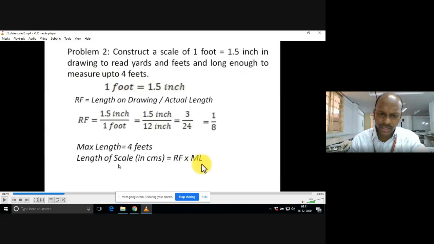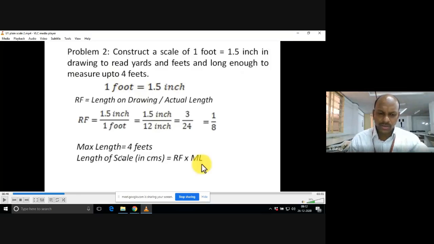Now, what is this maximum length? Generally, any design of any particular scale is according to the requirement. So I need a 1 meter scale, or a 30 centimeter scale, or a 15 centimeter scale, like that. Here the requirement is that the scale must be useful for measuring up to 4 feet. So that is the given problem. You need not do anything with this value. Understand that one.